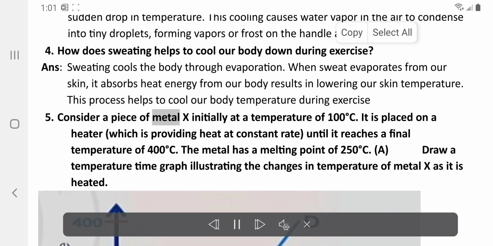Consider a piece of metal X initially at a temperature of 100 degrees Celsius. It is placed on a heater, which is providing heat at constant rate, until it reaches a final temperature of 400 degrees Celsius. The metal has a melting point of 250 degrees Celsius. A. Draw a temperature-time graph illustrating the changes in temperature of metal X as it is heated.